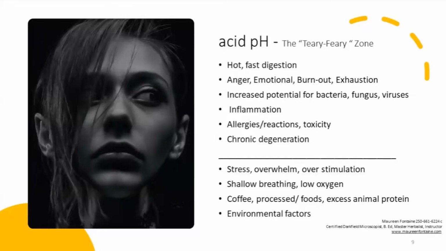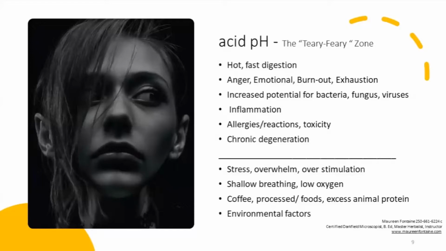They're very hot and they have fast digestion. They are quick to anger. They're super emotional. There's going to be more burnout and exhaustion. In this, there's an increased potential for bacteria, fungus, viruses, etc. Way more inflammation. We see more allergies and reactive reactions to foods and environment. We see more toxicity and chronic degeneration. If you consider putting acid on your tabletop, it is eventually going to make a mark or even eat right through. So it's very important to move acid out.